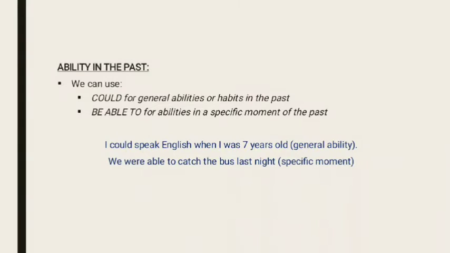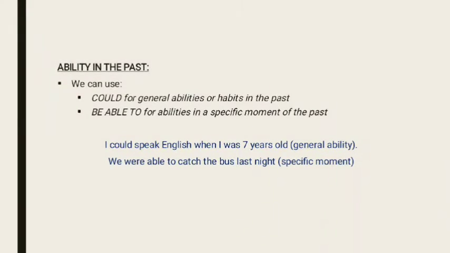Ability in the past. We can use could or be able to in the past, berarti dalam waktu yang sudah lampau, kita bisa menggunakan can yang tadi sebelumnya itu menjadi could for general abilities or habits in the past. Ini digunakan untuk menjelaskan kesanggupan atau kebiasaan di masa lampau. Kemudian be able to for abilities in specific moments of the past. Jadi ketika menggunakan be able to in the past, itu berarti kita menjelaskan tentang momen spesifik di masa yang lampau.